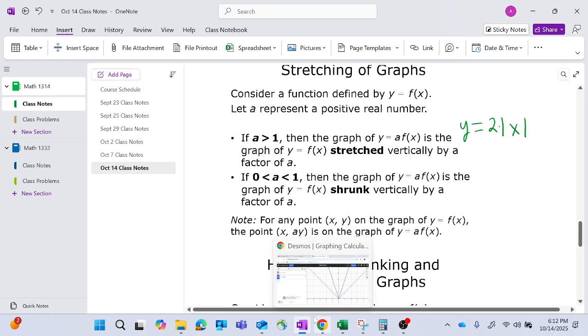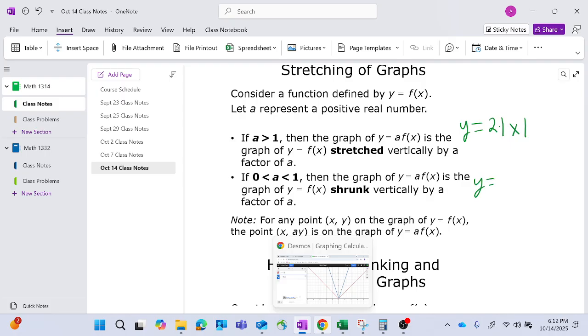All right. And then a vertical compression or shrink, whatever word you want to use, is when the a is between 0 and 1. I don't really like the definition. It's more just a number smaller than 1, kind of ignoring the negative. So if you have 1/2 times absolute value of x, it's going to be compressed. It's going to be a lot wider than it is tall.